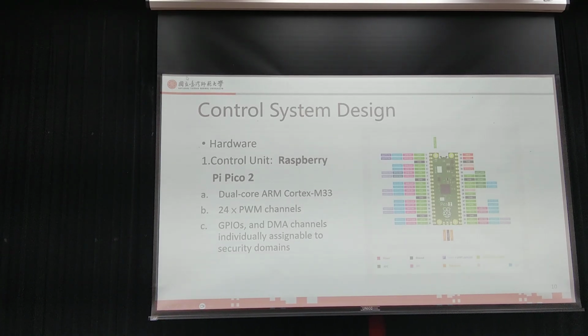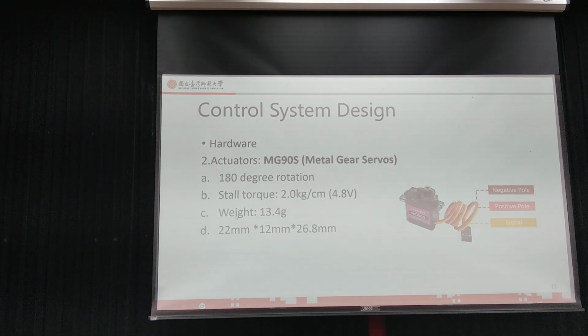Now this is my robot hardware control system design. And this is the servo for the robot. We have enough torque to do some movement, and it's lightweight and low cost and suitable for real-time control.